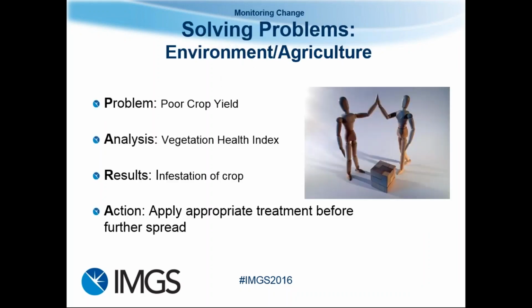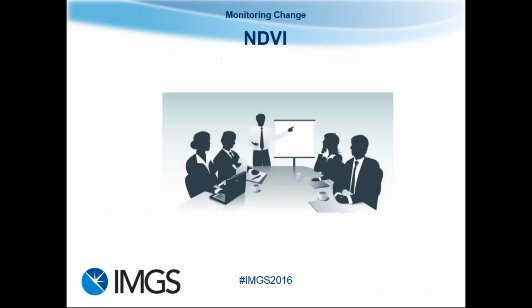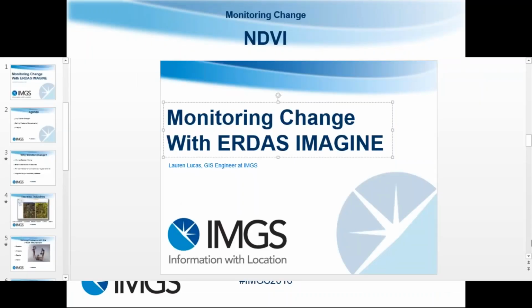Okay, so solving problems, environment or agriculture. The analysis that you might want to undertake is a vegetation health index, and we'll take a look at an example of one of these in a few moments. The results, you might find that there's actually an infestation of the crop, and the action would be that you would apply appropriate treatment before further spread of that infestation. So I'll just switch over now and do a quick demonstration of an NDVI.